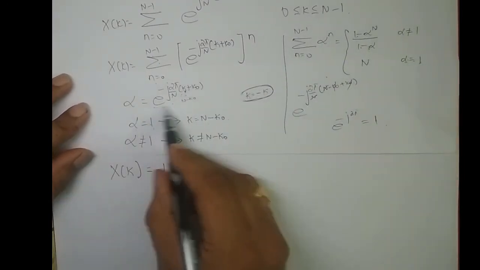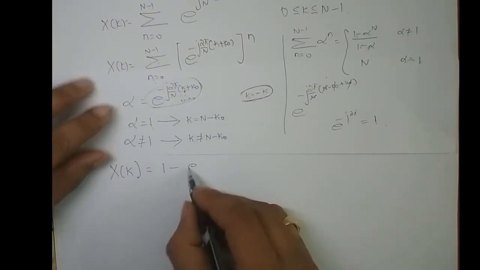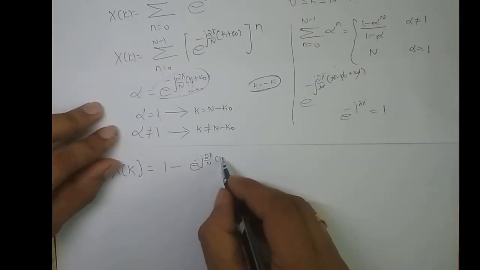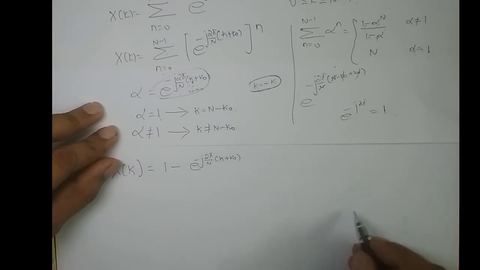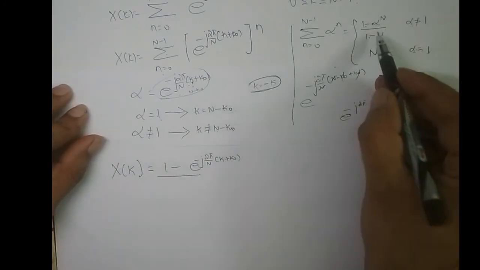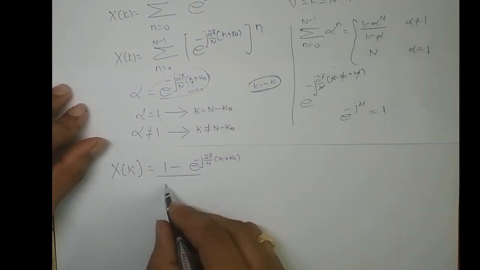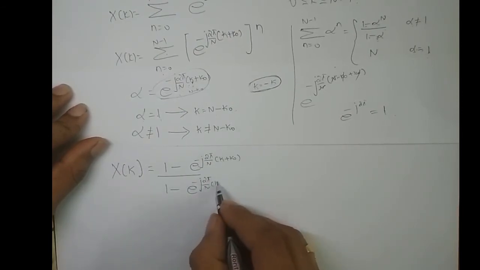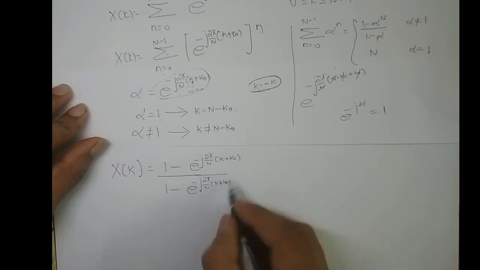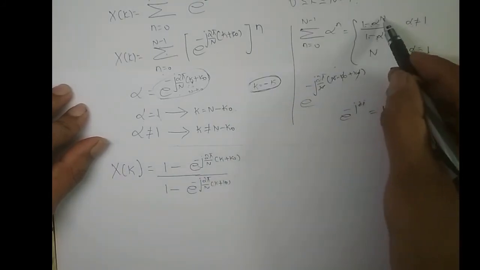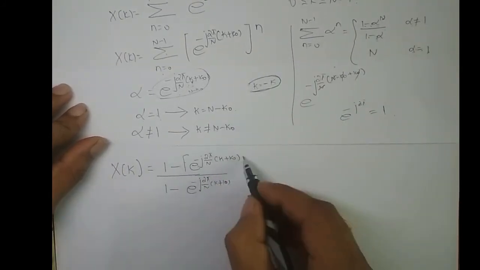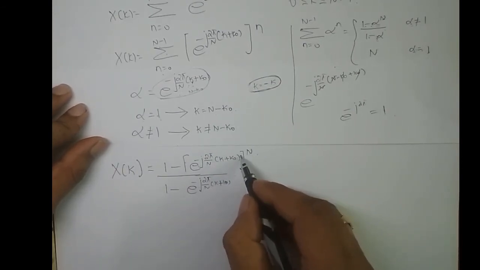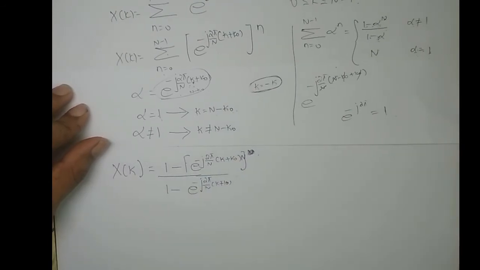What is alpha? Alpha is this entire thing. So it is e power minus j 2 pi by N into (k plus k naught), divided by 1 minus alpha, that is 1 minus e power minus j 2 pi by N into (k plus k naught). So this is 1 minus alpha power capital N, right? So this entire thing to the power capital N. I can take this capital N inside, right?